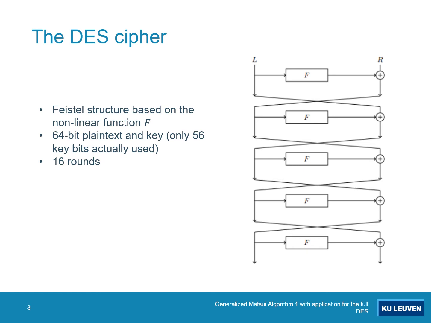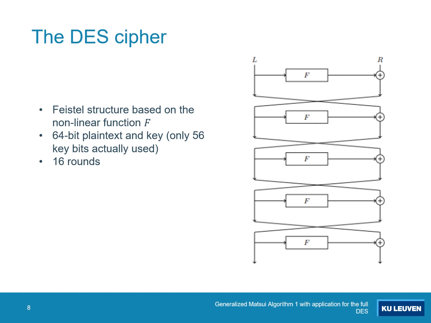The cipher was developed by IBM during the early 1970s, and it was published as an NBS, today NIST, standard in 1977. The cipher operates on 64-bit states divided into equal parts, namely L and R. The key has 64 bits, even though only 56 key bits are actually used in the encryption.